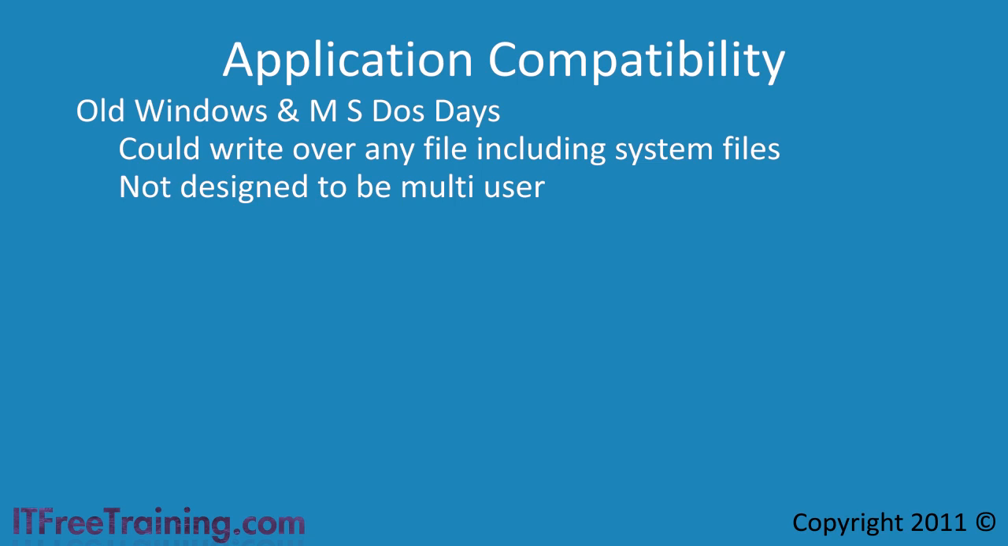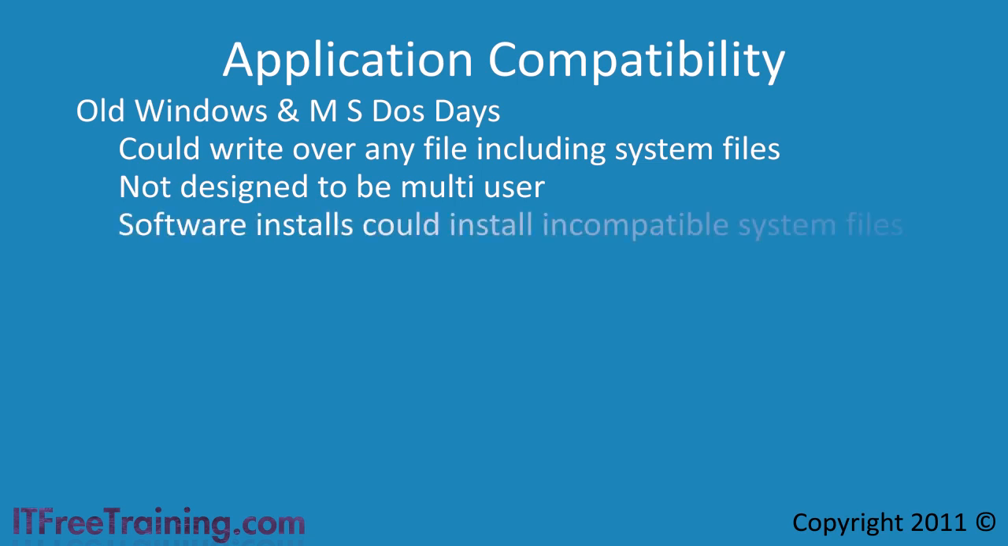Also, when you installed new software, there were problems with incompatible system files. Installers would often update system files. The problem was that another piece of software would need a particular version of a system file and would stop working when the system file was updated.